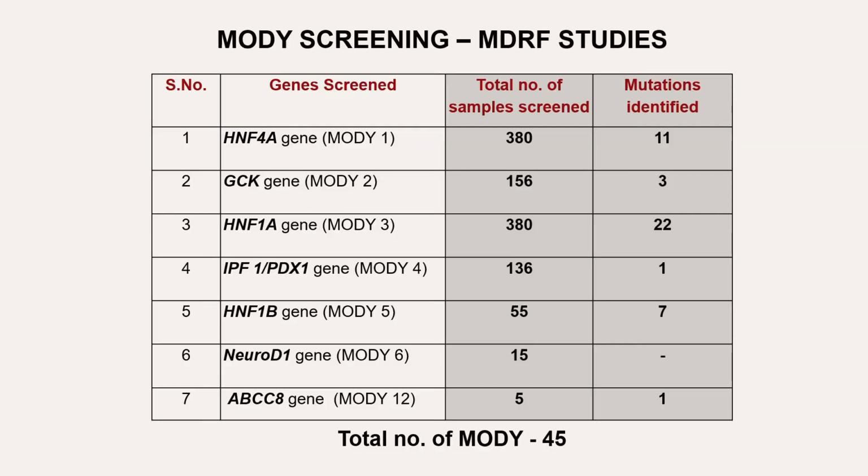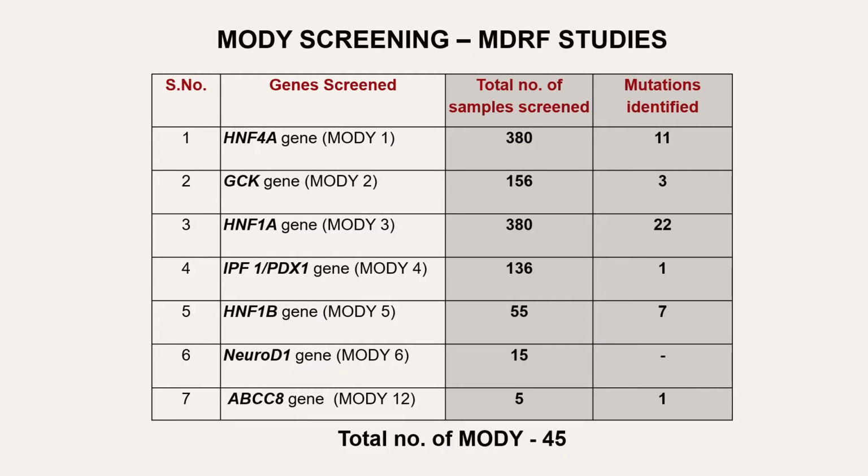I saw you had a slide on types of MODY. One thing is, when we suspect MODY, this is from MDRF data. What we need to know is that when patients present, about 1,300 patients were suspected, and only 45 of them turned out positive. So it makes a difference for that one patient when a genetic study is positive.